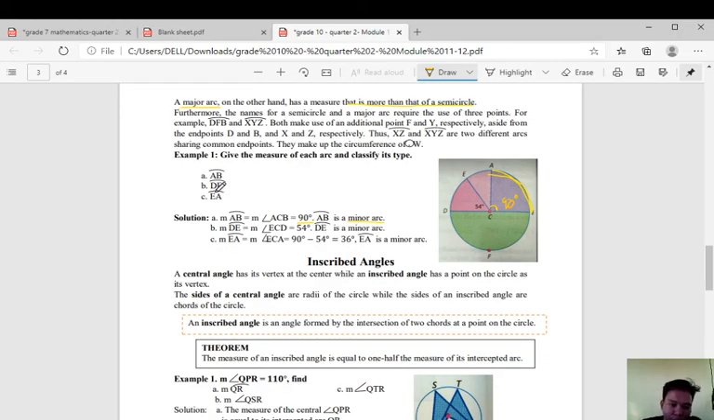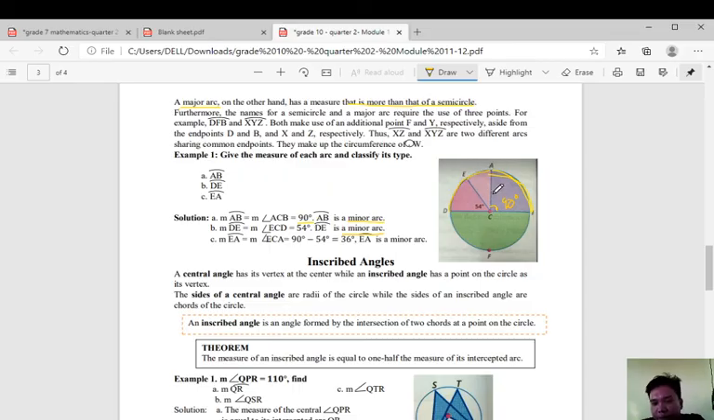Next, let's have the arc DE. This is the arc DE. The arc DE is equal to its central angle ECD, which is 54 degrees. Therefore, the arc DE is also 54 degrees. And since it is less than 180 degrees, or less than a semicircle, then it is a minor arc. Another one, the last one is the arc EA.